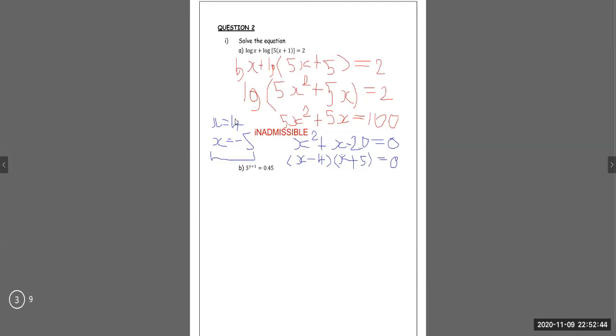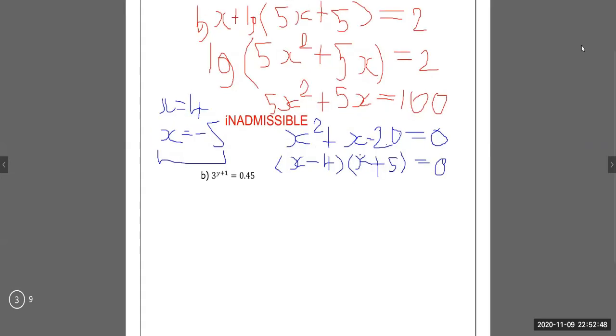So let's look at part B now. What do you think we're going to do to tackle part B? 3 to the y plus 1 equals 0.45. Yes, sir. So we log them, log them straight away.